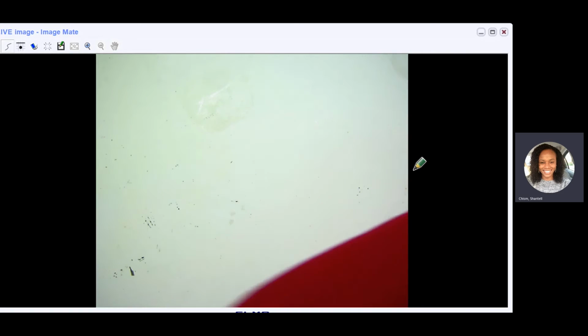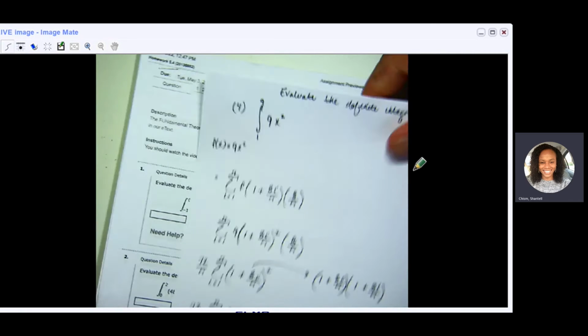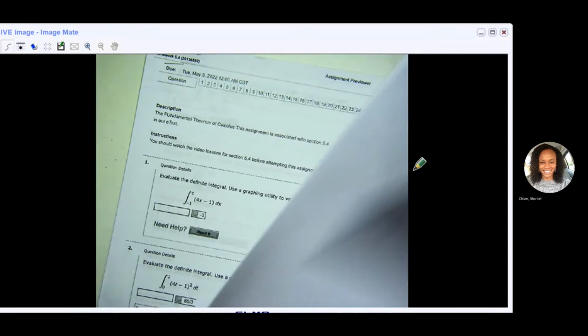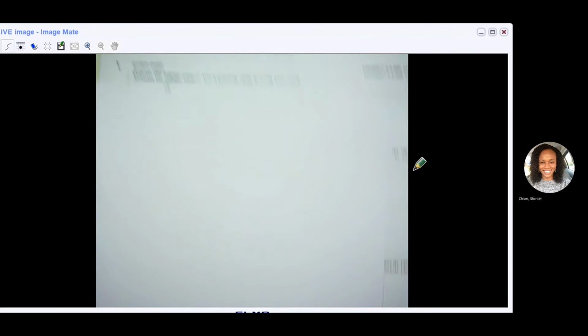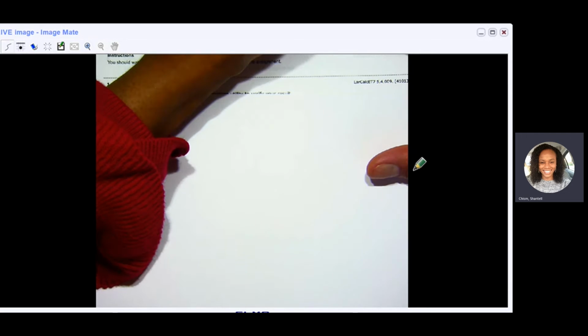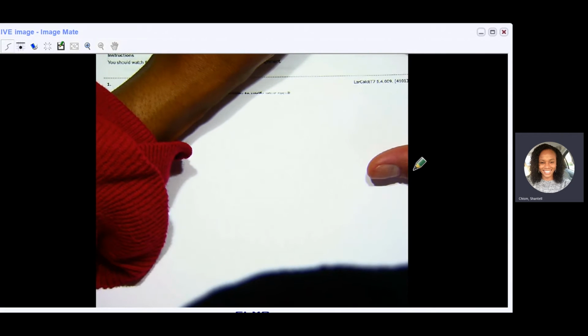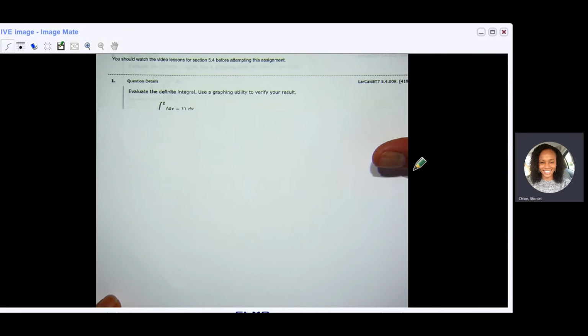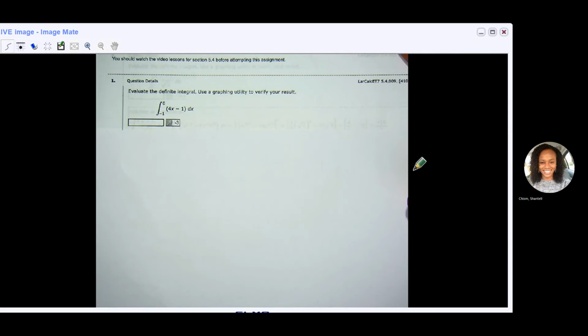5.4. Okay. I want to say there are 22 questions in this section. All right. So the first problem just says evaluate the definite integral, use a graphing utility to verify your results.